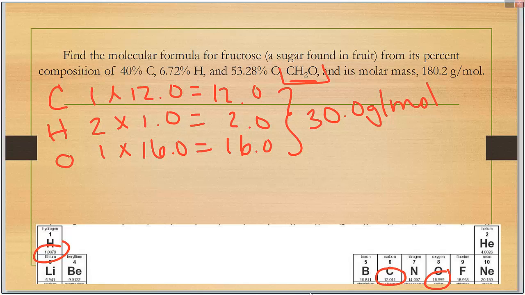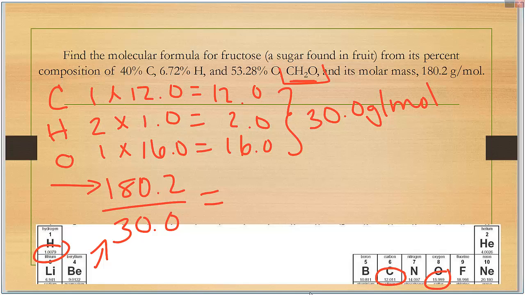What we have to do now is divide the two and figure out what that whole number ratio is. So we're going to take 180. This has to be given to you in the problem. The molecular mass has to be given to you. Divide by 30.0. This is from the problem. This is what we calculated. Divide those two and it comes out to be 6.